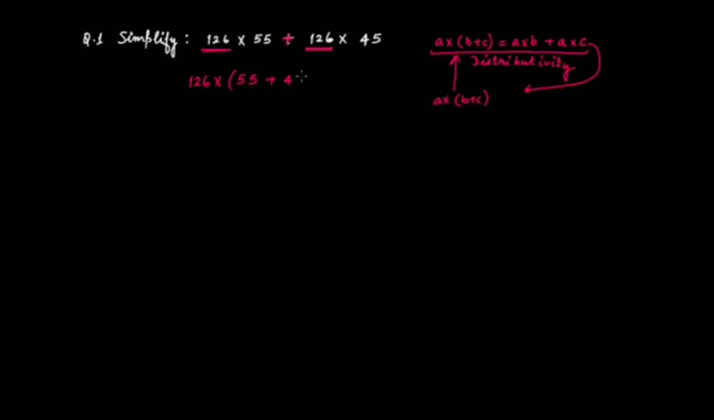This is very basic mathematics that we all know, and therefore you would get 126 multiplied by 55 plus 45, which is 100, and therefore you would get 12,600. You multiply by 100 and you get this answer.